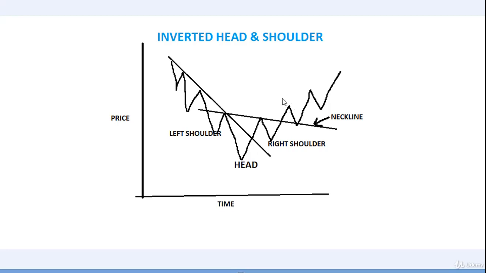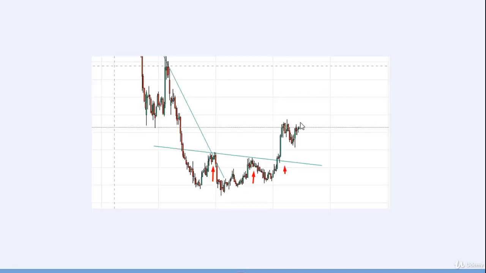But one should remember, buy when the neckline is breached on the closing basis only. It means that the candle should close above this resistance line on the daily basis. This is the example of inverted head and shoulder pattern.